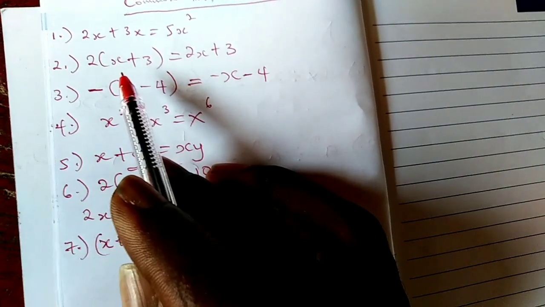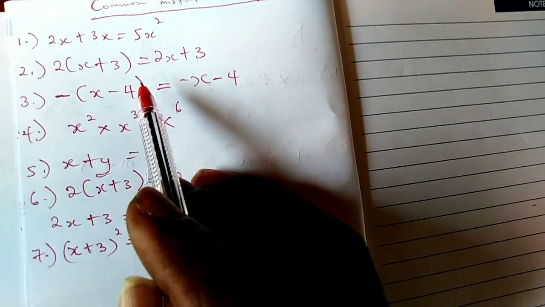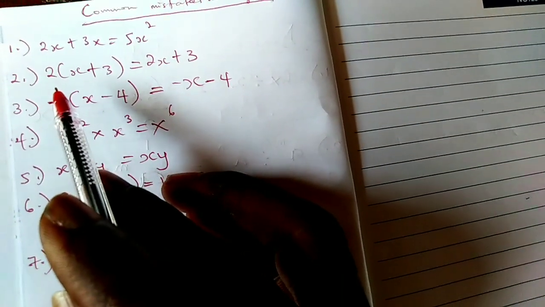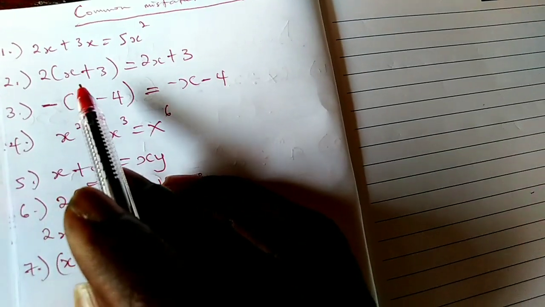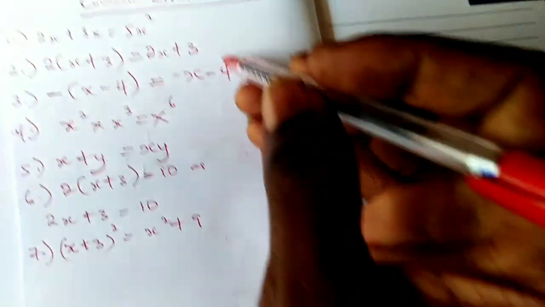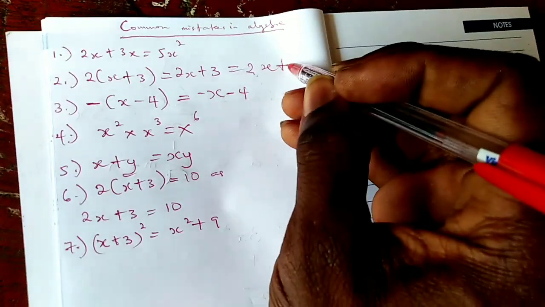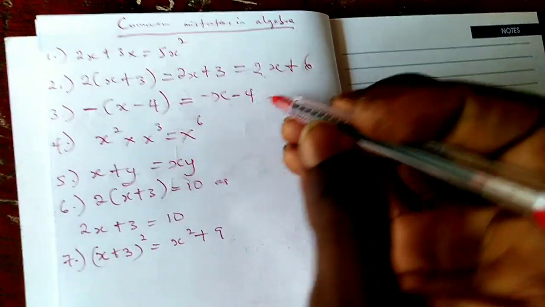For this other one, we have 2 bracket x plus 3 equals 2x plus 3. So the person only used the 2 to multiply the x, forgetting that the 2 affects both the x and the 3. So the right thing here ought to be 2x plus 6. Understand?